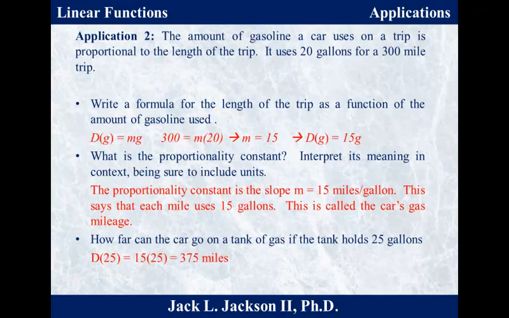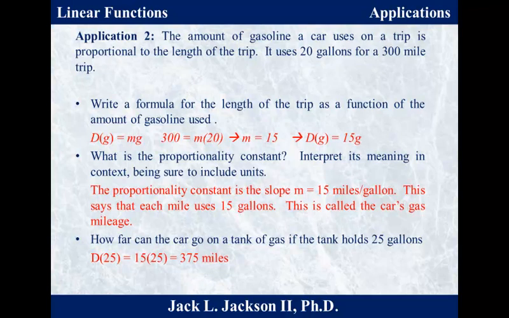Notice how we figured it out: we took the 300 miles and divided it by 20 gallons, so the units are miles per gallon. In general, the slope is delta y over delta x, so it has y units over x units, or in this case delta d over delta g, the change in distance over the change in gallons. That's miles per gallon, the car's gas mileage, sometimes written as MPG.